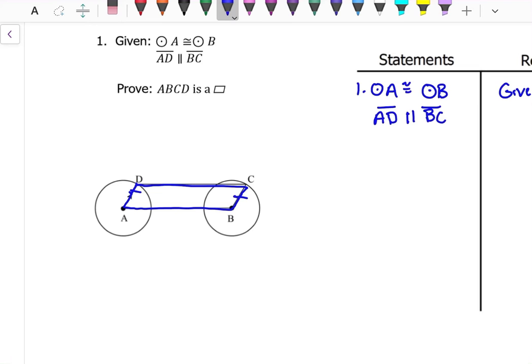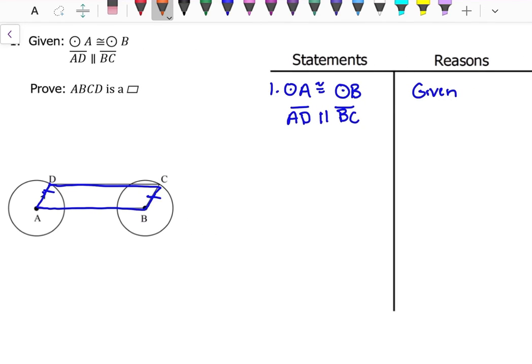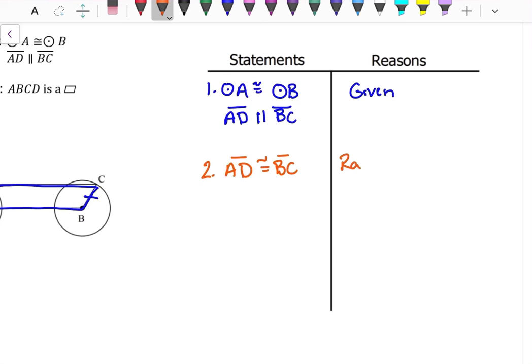Because since they're parallel, if I prove that they're congruent, there was a theorem in the parallelogram unit that said if one set of sides is congruent and parallel, then it's a parallelogram. So first, I can say that AD is congruent to BC because radiuses or radii of congruent circles are congruent. They're congruent circles, so of course their radiuses have to be the same.